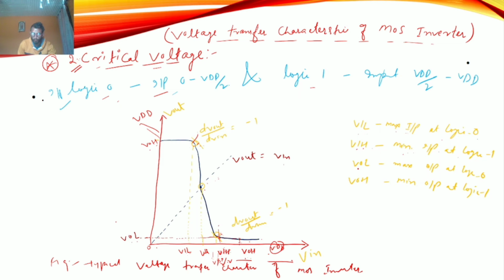Some points you need to remember: I represents the input and O represents the output. L represents the logic low, meaning 0, and H represents the logic high, meaning 1, and V represents the voltage. This is the technique for remembering all these points. So let's move to the next slide.